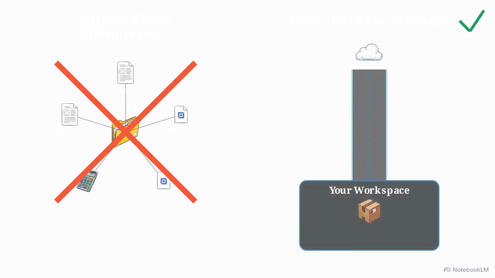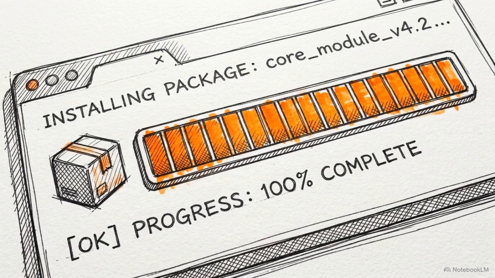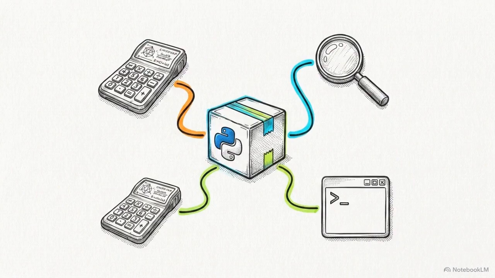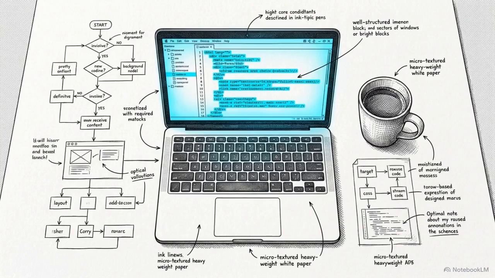Instead, we are going to rely on the Python package manager for a targeted installation. Run this exact terminal command to install the core Python SDK. Notice we are explicitly appending the OpenAI bracket tag for the necessary provider dependencies. Immediately follow that up by running pip install strands-agents-tools. This companion package is what will actually equip your agent with its operating capabilities. By using pip to install the published packages, you ensure you are working with stable code optimized for application builders.